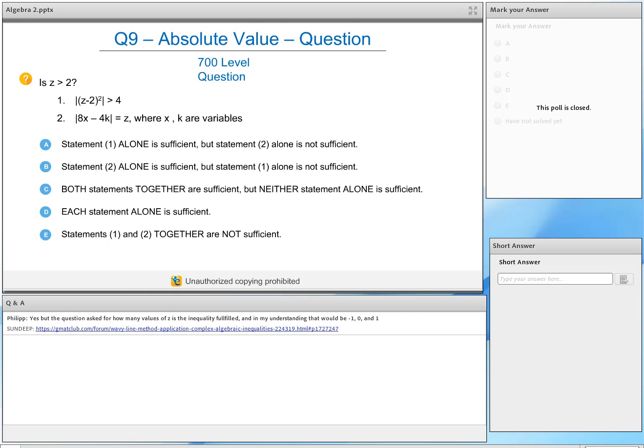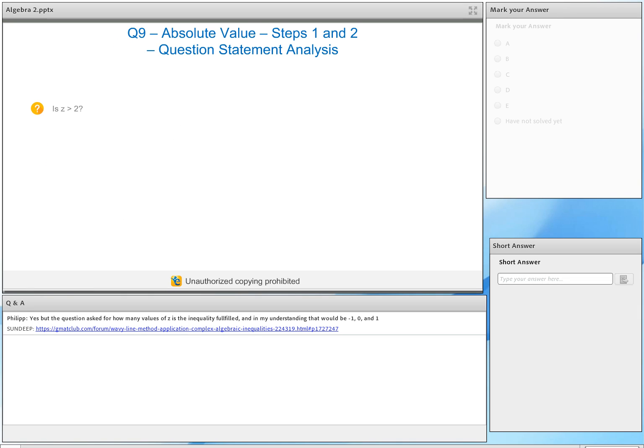Okay, so let's solve this question quickly now. Is z greater than 2? That's all we need to find out. There's no constraint about whether z is an integer or whatnot. Can we see the result? Yes, sure, I'll show you the result, but that's going to confuse you more.